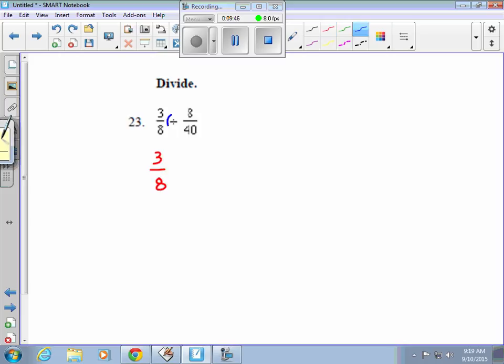You take the symbol itself, division, and you make it into multiplication, and you use that fancy word reciprocal and flip it. 8 over 40 becomes 40 over 8. Now you can multiply straight across and get 120 on the top and 64 on the bottom. Or you could say, well, I think the number 8 goes into this one and this one. Or you could do 40 divided by 8 right from the jump and create 5.